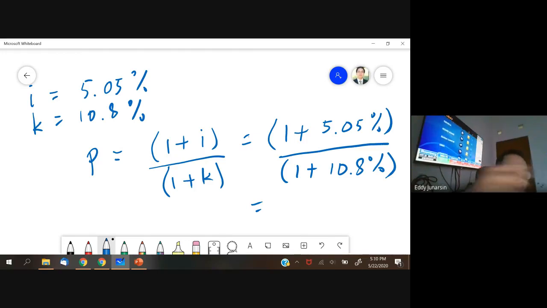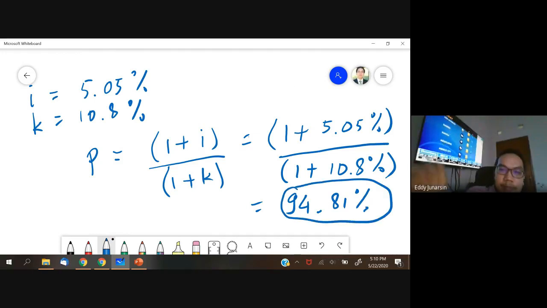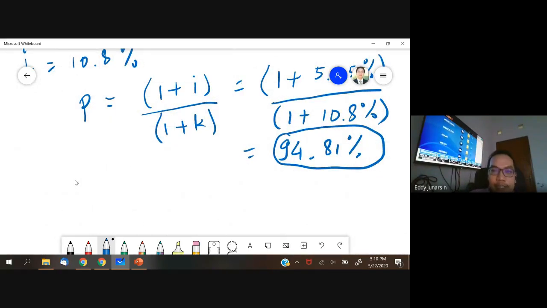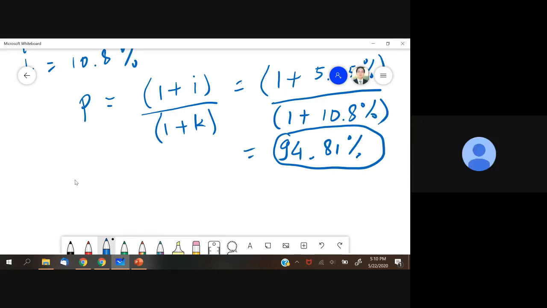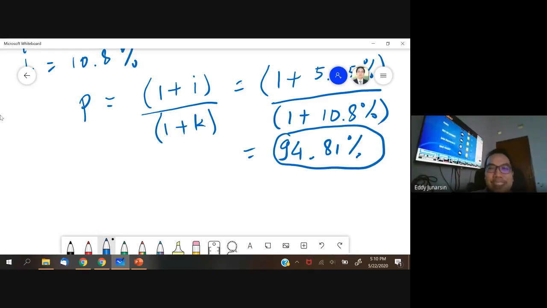Yeah, so 94.81%. You got the same thing? Yes. So Max, please tell us now, what is the probability of default? It would be 1 minus, it would be 5.19%. Yeah, 5.2%. So the probability of default in 1 year for this corporate bond is about 5.2%, right? Okay, very easy.